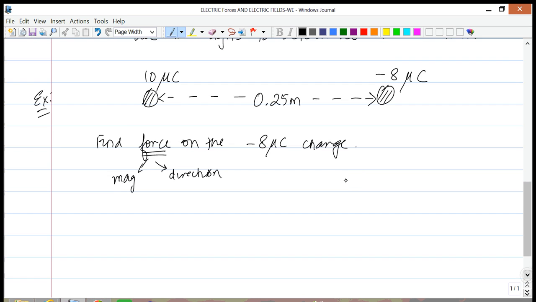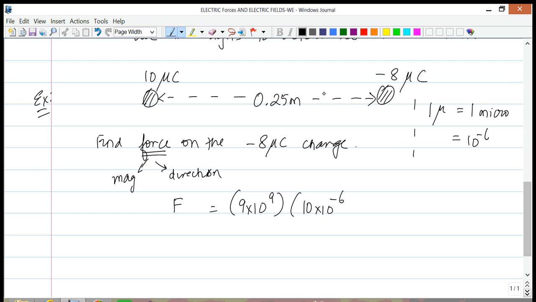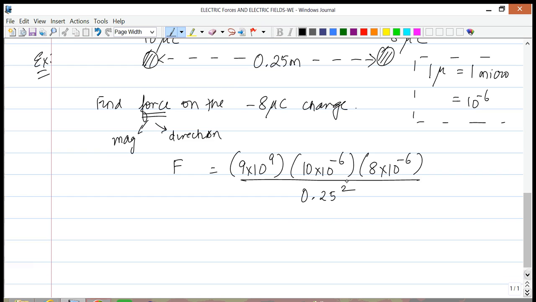Let's go ahead and write the equation out. I'm just going to call the force F. It will be given by K Q1 times Q2 divided by r squared, but keep in mind we'll ignore the signs. So it will be 9 times 10 to the 9 times 10 times 10 to the minus 6. I have to make a note here: 1 mu is 1 micro, which is equal to 10 to the minus 6, so keep that unit in mind. So it's 10 to the minus 6 multiplied by 8 times 10 to the minus 6, divided by 0.25 squared. When you calculate this, you end up getting 11.52 newtons.